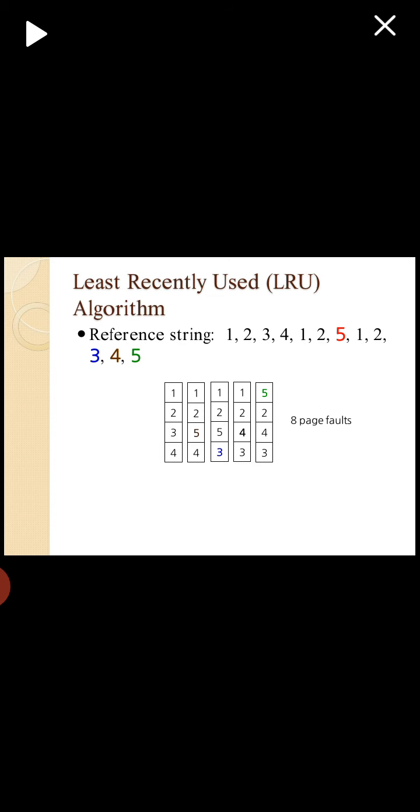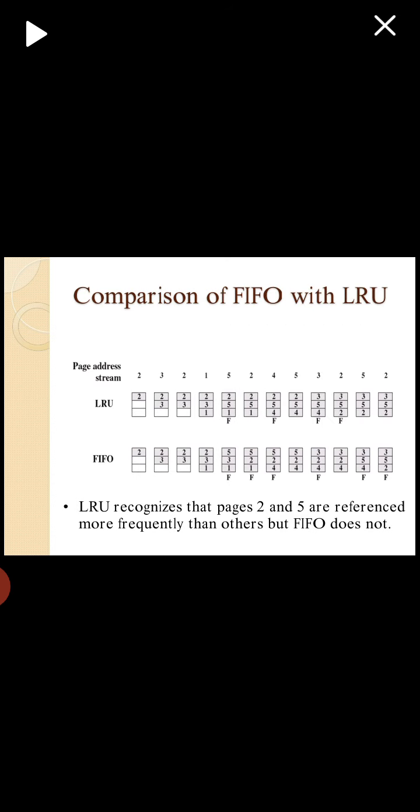Least recently used, that is LRU algorithm, reference string. That is some example. Hit, page fault. Comparison of first in first out and LRU. LRU recognizes that pages 2 and 5 are referenced more frequently than others, but first in first out does not.